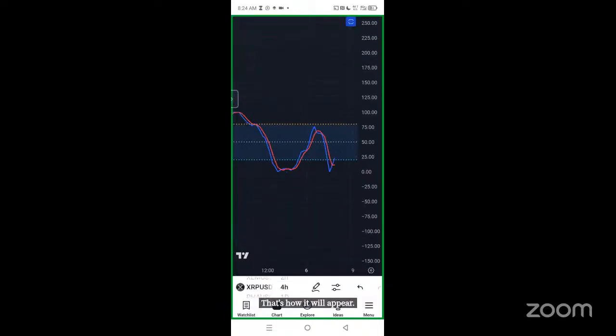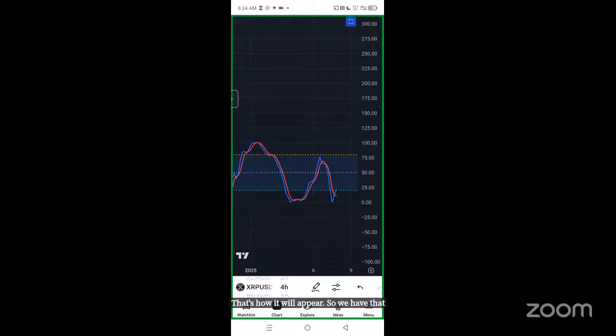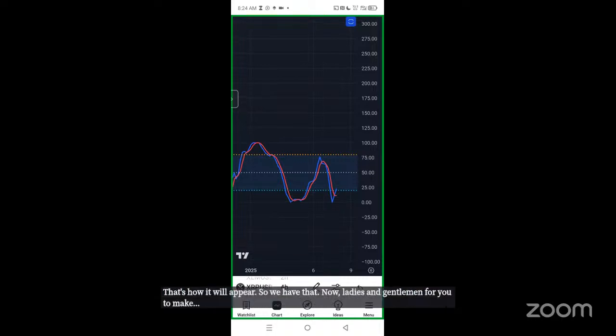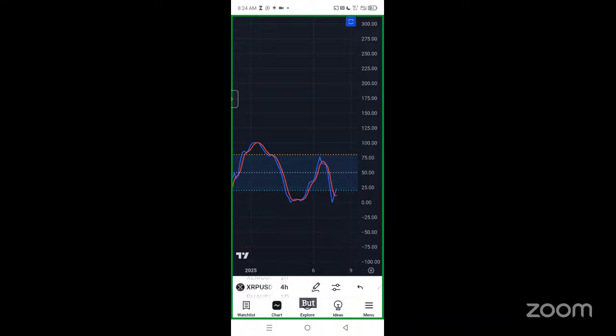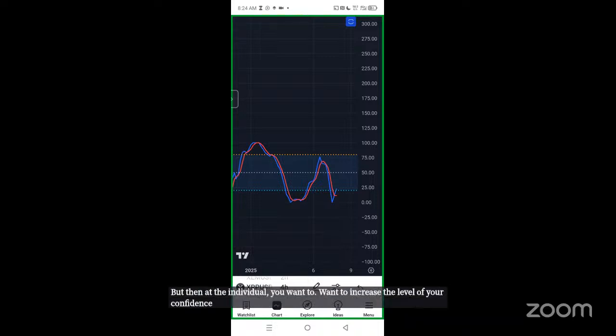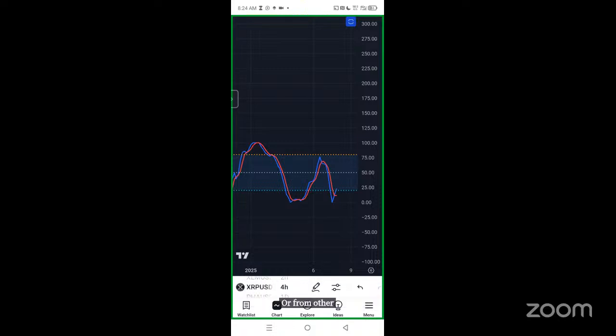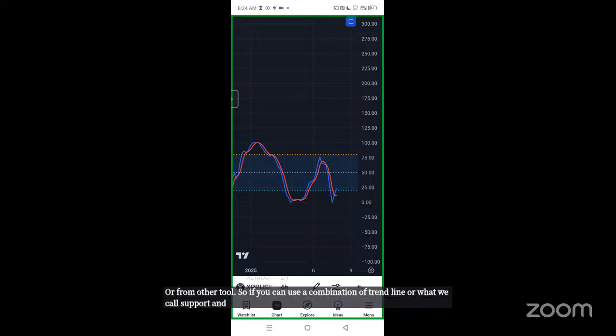So we have that. Now, ladies and gentlemen, remember yesterday we said that sometimes you may not base on only one tool. You can use your trend lines, but at the end of it all, you want to increase the level of your confidence by having certain confirmations from other sources or other tools. So if you can use a combination of trend line, or what we call support and resistance, and then maybe the stochastic RSI, it will make more sense to you.